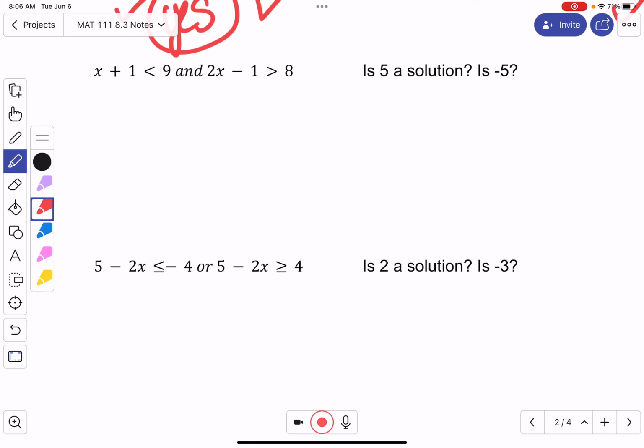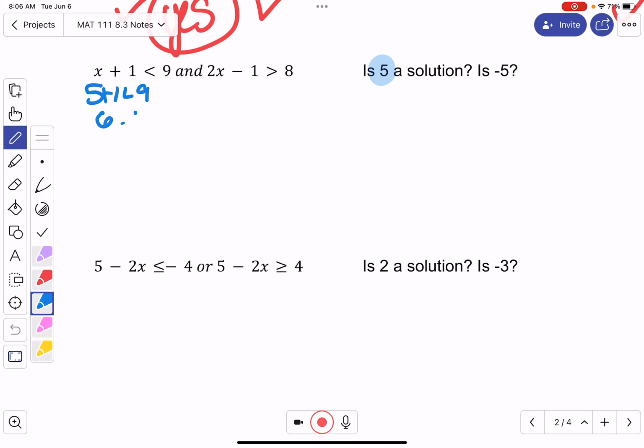All right, so for this first one, we're testing 5. So 5 plus 1 is less than 9. 6 is less than 9. That works. 2 times 5 is 10. 10 minus 1 is 9. 9 is greater than 8. So yes, 5 works. 5 is a solution because it works in both.